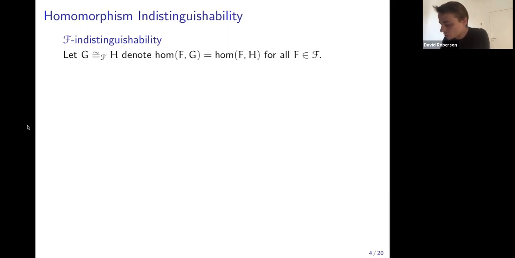And I'll use this notation, which is just like the isomorphism symbol, but with the subscript F, which is the family. And it just means that the number of homomorphisms to the two graphs from any given graph in the family is the same. Okay.